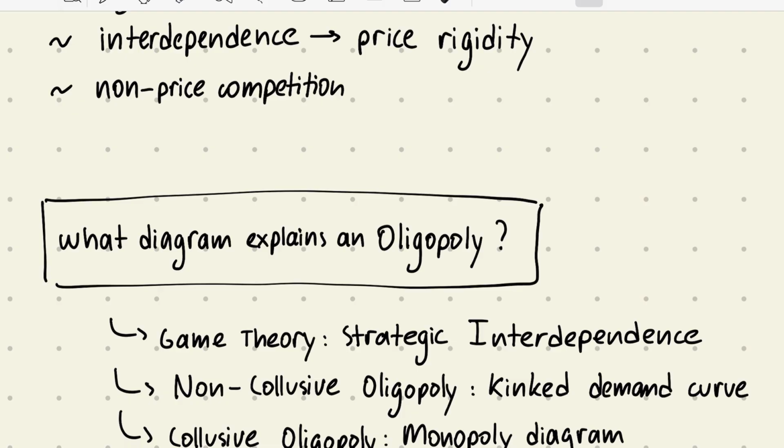And this strategic anticipation and behavior leads to conflicting interests. Because on the one hand, you want to compete, and there's an incentive to compete. After all, the more market share you capture, the better off you are. But if there's 3 or 4 of you, you can get together and collude, and there's an incentive to collude. And if you collude, you're essentially acting as a monopoly, hence the monopoly diagram. So when we're thinking about interdependence, we're thinking about either game theory or non-collusive Kinked-demand curves. And when we're thinking about collusion, we're thinking about the monopoly diagram.